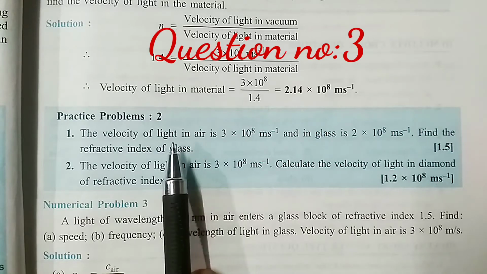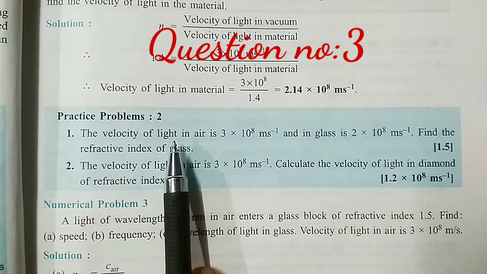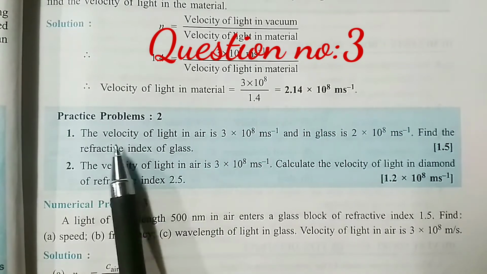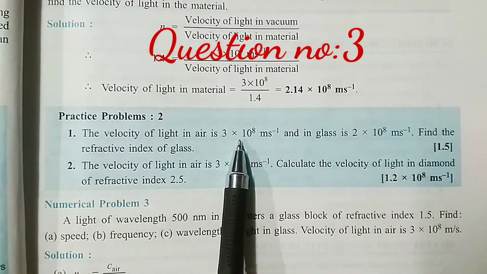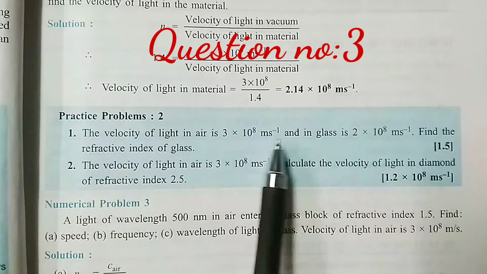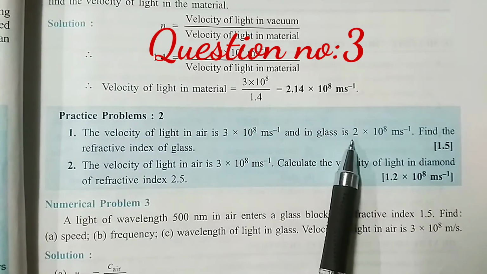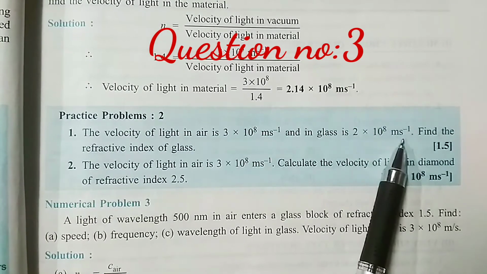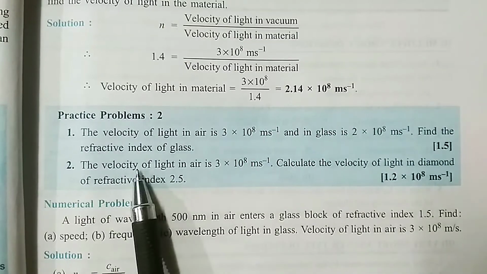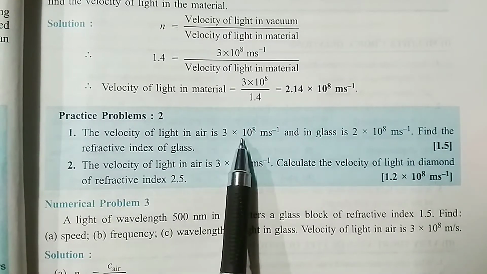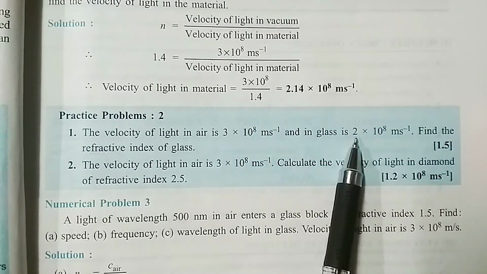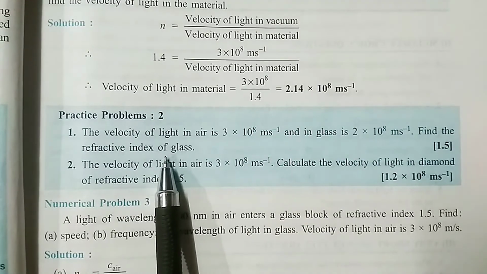Now I am discussing this question, which is based on refraction of light. Here question is, the velocity of light in air is 3 into 10 to the power 8 meters per second, and in glass it is 2 into 10 to the power 8 meters per second. Find the refractive index of glass. Here velocity of light in air is given, velocity of light in glass is given. We have to find the refractive index of glass.